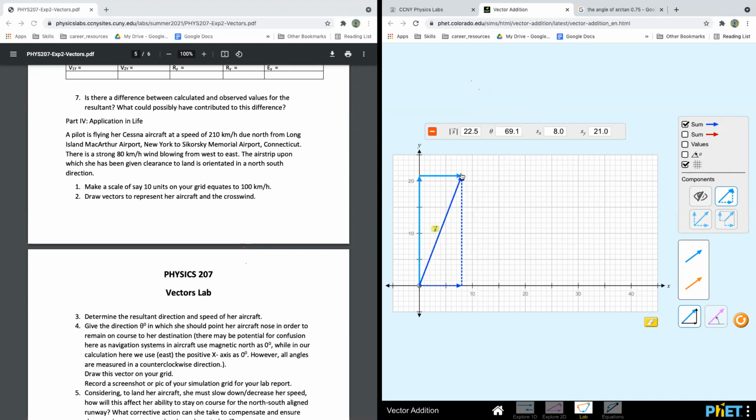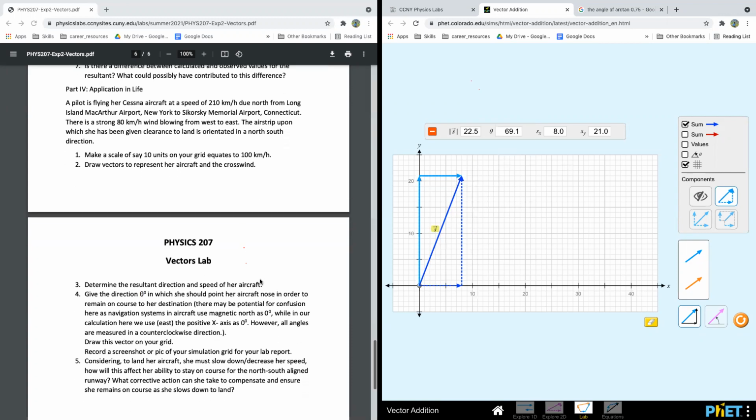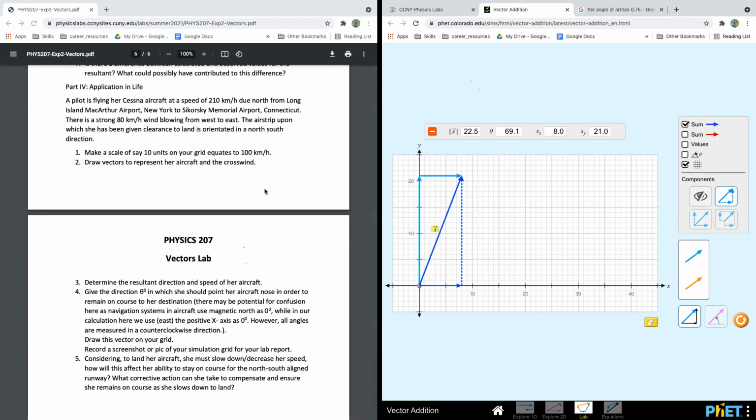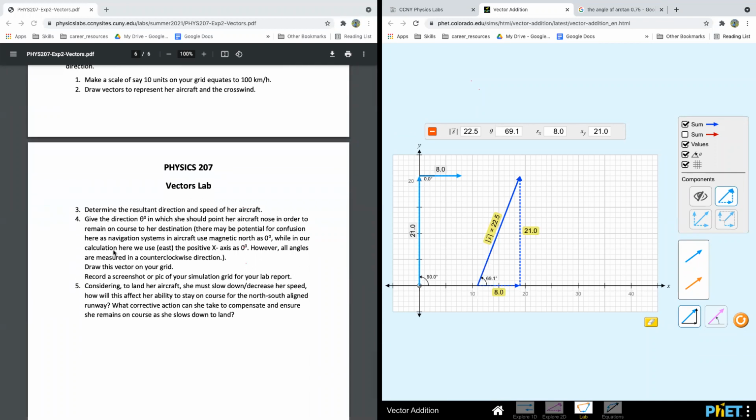And what did they ask? They want you to determine the resultant direction and the speed of her aircraft. You can add the vectors and you will see this is the sum. So you indicate the resultant and the angle for question 3. And for question 4, given the direction theta in which she should point her aircraft nose in order to remain on course to her destination.